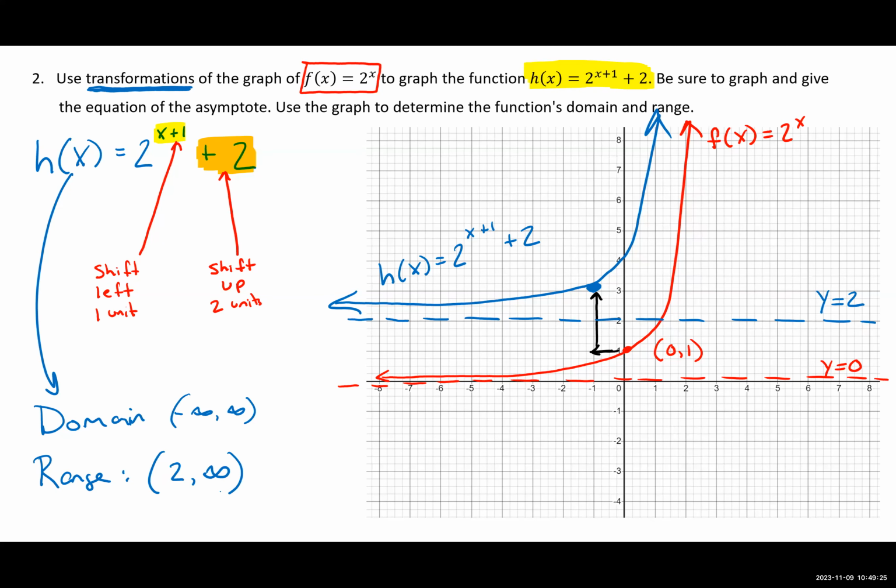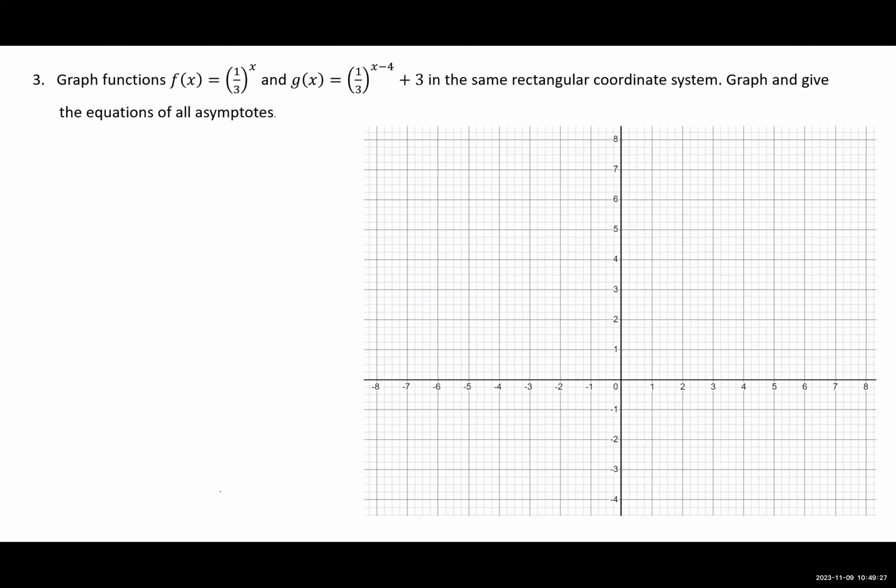Let's see what else we got here. Similar problem, very similar problem. We have f of x and g of x. We want to graph g of x. This is our goal. Graph this function.